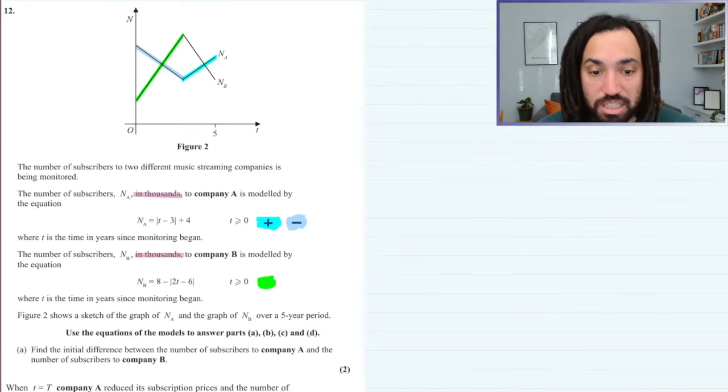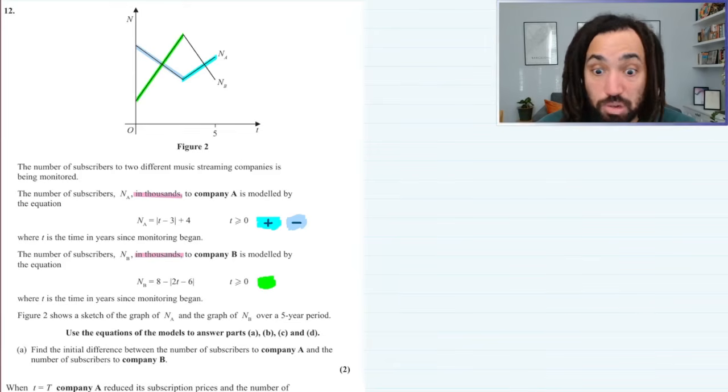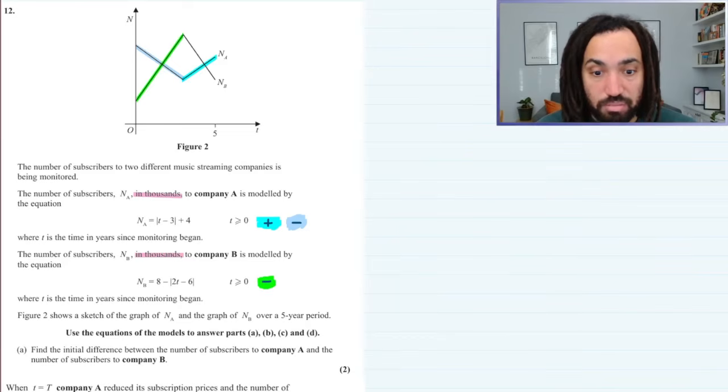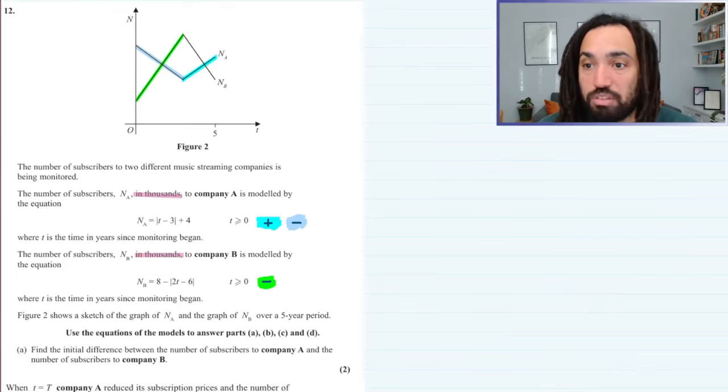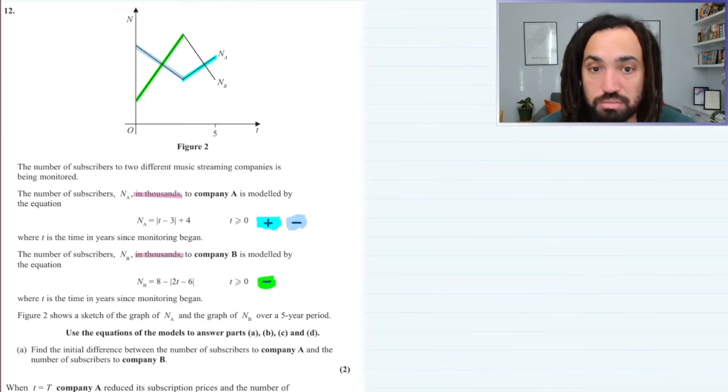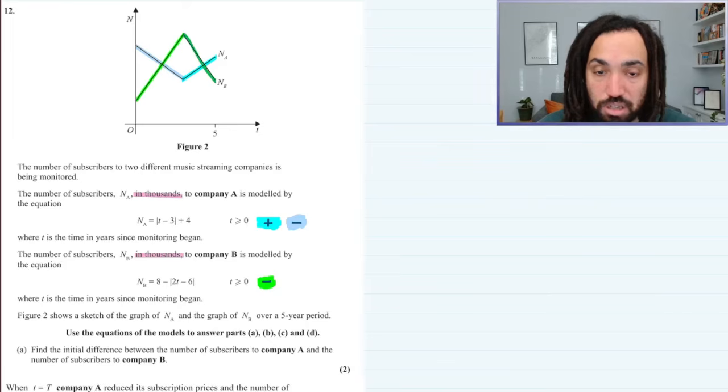Now, in order to make this equation of B have a positive gradient, we would have to make the modulus negative, such that we would have 8 minus 2t, which will give me 8 plus 2t, so it'd be a positive gradient. And then the other part of it, this one here, let's do this a darker green.